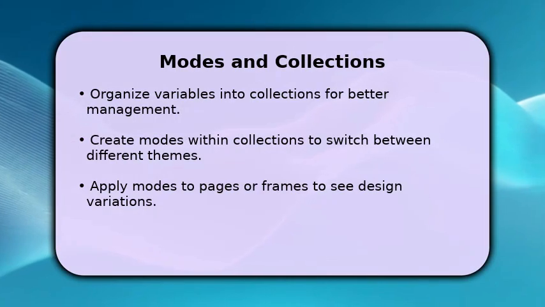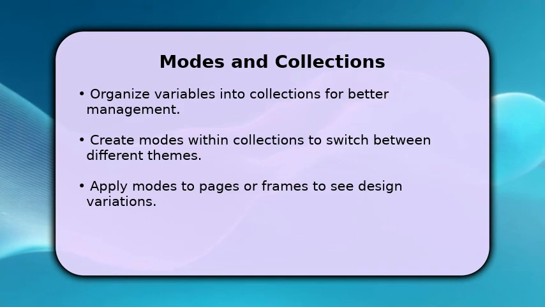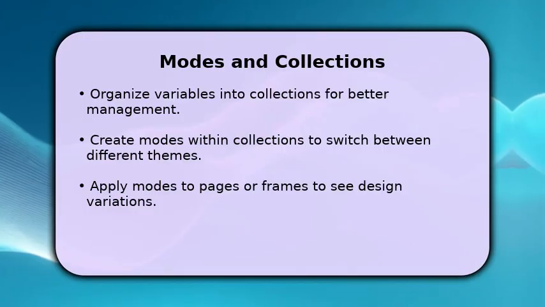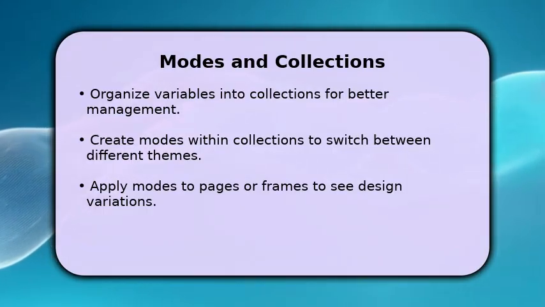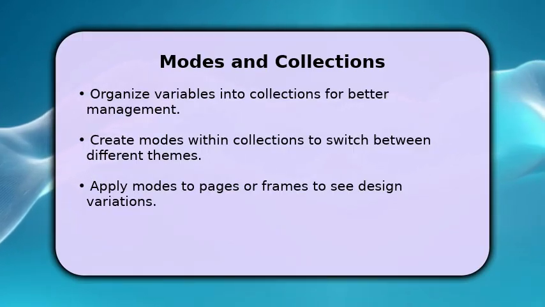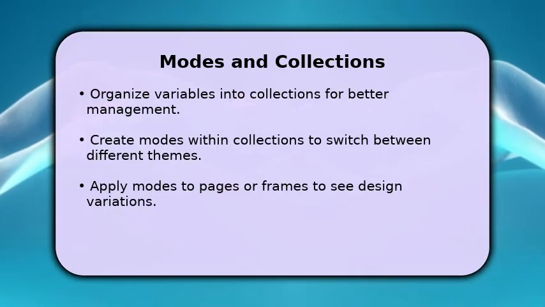For more complex design systems, Figma allows you to organize variables into collections. This helps keep your variables tidy and easy to navigate. Within a collection, you can create different modes, which are incredibly useful for managing variations like light and dark themes, or different brand styles. You can then apply these modes to specific pages or frames, allowing you to instantly switch between design variations and see how your elements adapt across different contexts.